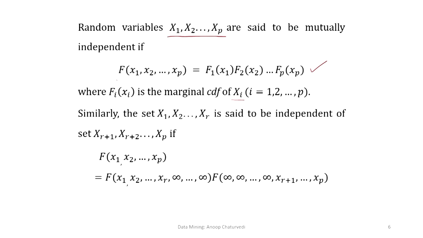Similarly, suppose you have two sets. The first set consists of the first r elements of x, say x1, x2, ..., xr, and the second set consists of xr plus 1, xr plus 2, ..., xp. Then these two sets are said to be independent if we can write the joint CDF of x1, x2, ..., xp in the form of product of the marginal CDF of x1, ..., xr and the marginal CDF of xr plus 1, ..., xp. So, this is the marginal CDF of x1, ..., xr. This is the marginal CDF of xr plus 1, ..., xp. And this is the joint CDF of the two sets.